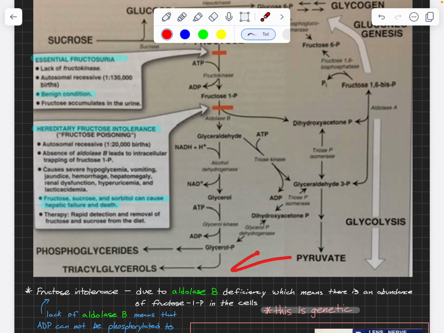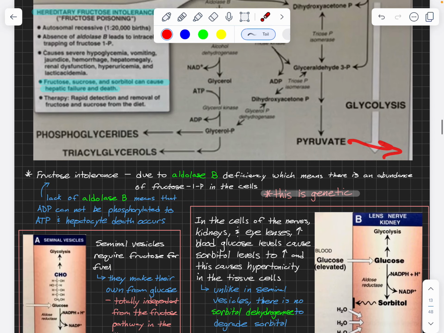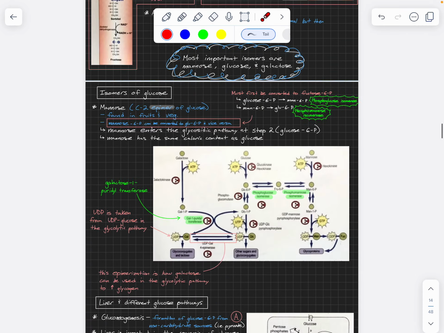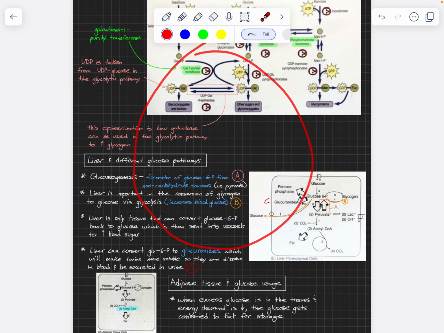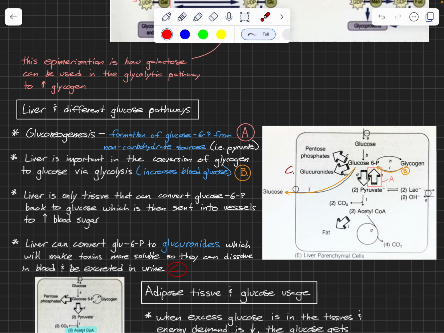aerobic glycolysis through PDH and the TCA cycle, or it can go over here and just go straight to lactate. You never know. It just depends on what the body actually needs. A lot of this stuff right here is just more terminology than anything.